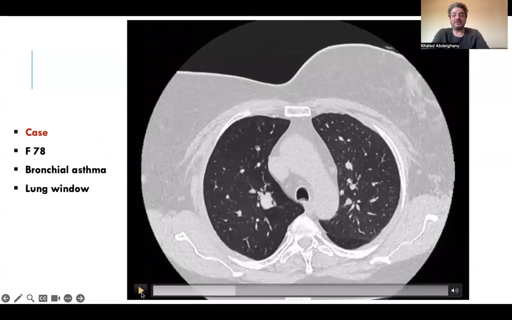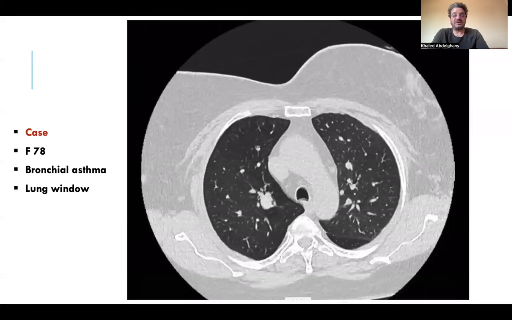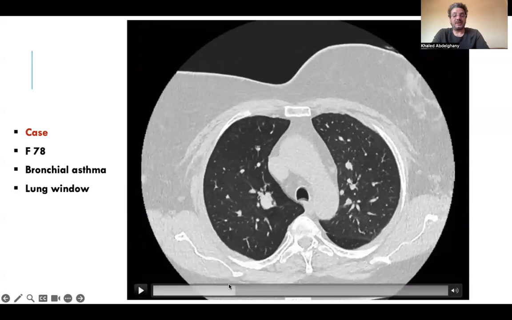Otherwise, we have a big differential diagnosis, including the 4 entities of chronic infection of specific etiologies. As we mentioned now, there are 4. They are only reduced into 1 diagnosis by this clinical history of bronchial asthma.